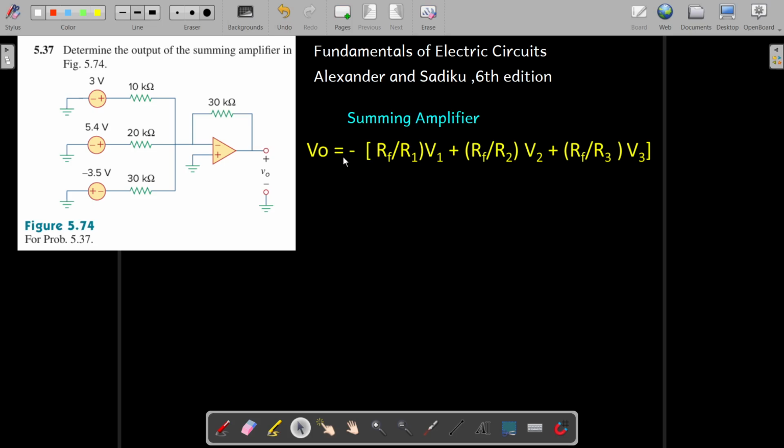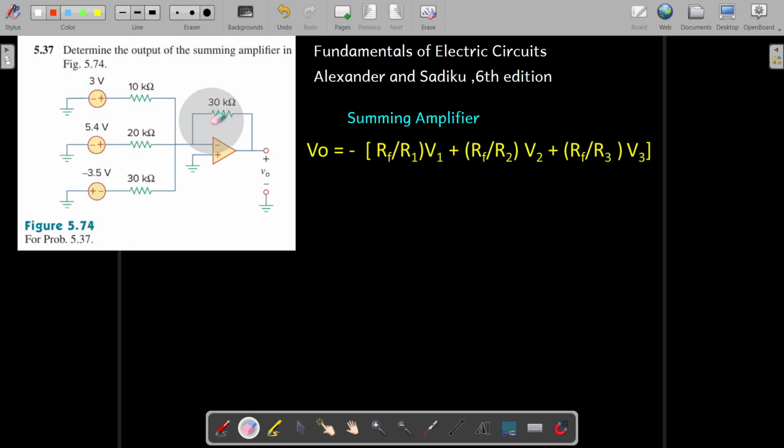That is, the output voltage V naught is equal to minus of Rf by R1 into V1 plus Rf by R2 into V2 plus Rf by R3 into V3. Here this is your R1 value, this is R2 and this is R3 and this is your Rf and this is V1, V2 and V3. So just you need to substitute all these values in the formula.